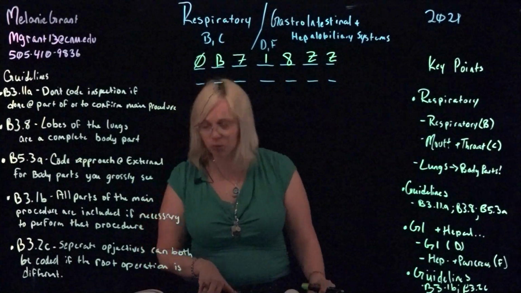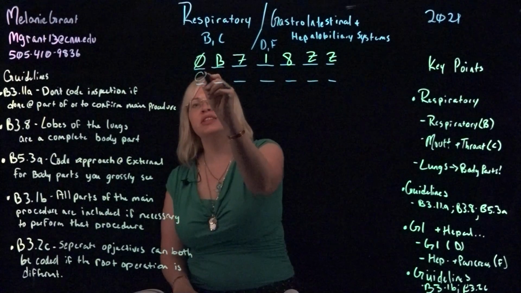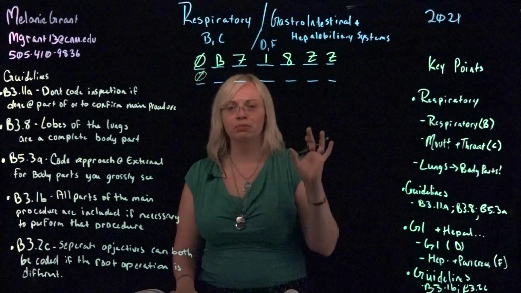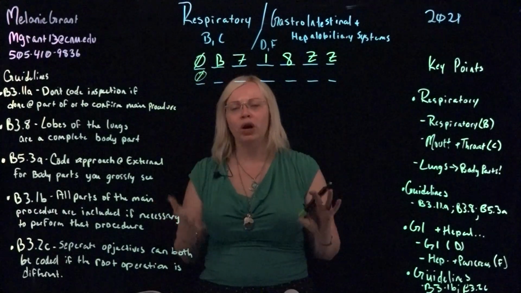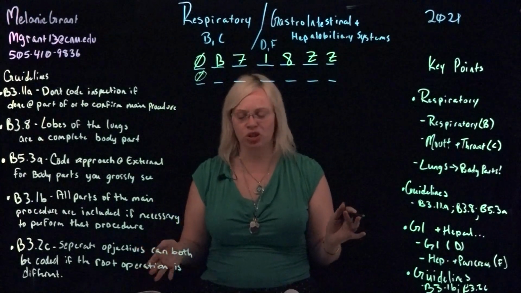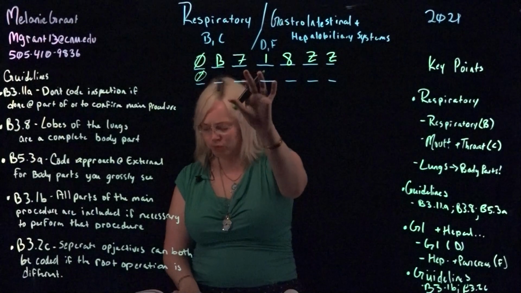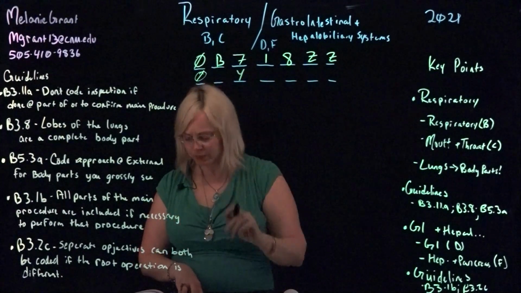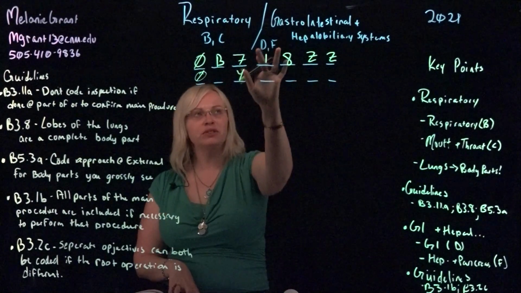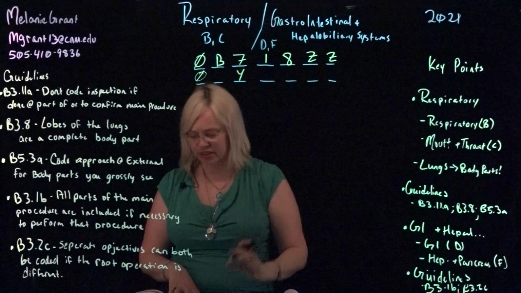In this case, we're going to start by identifying our section as 0 for our medical and surgical, and we'll remember the root operation for this will be transplantation. Before we get there, we want to also look at the fact that transplantation is Y. We also want to look at the difference between GI and hepatobiliary systems.